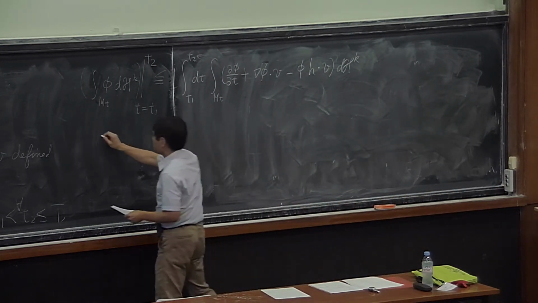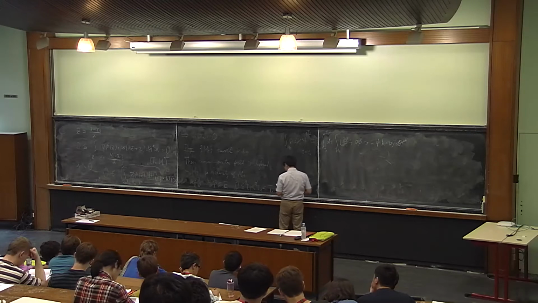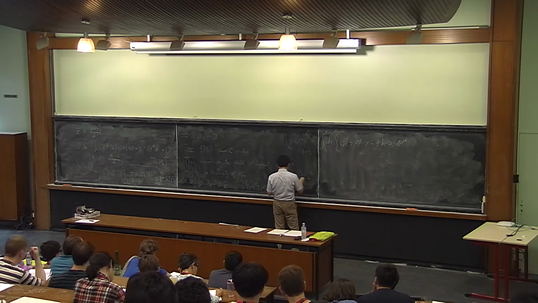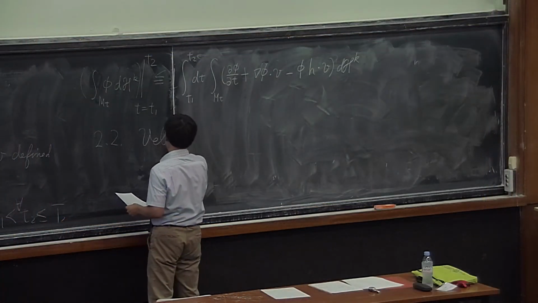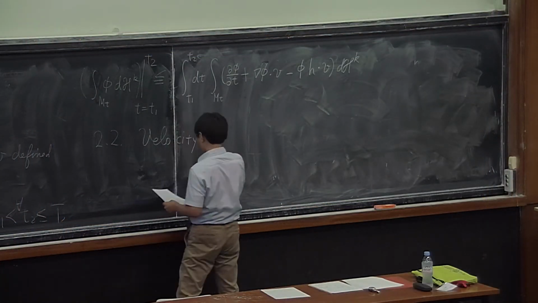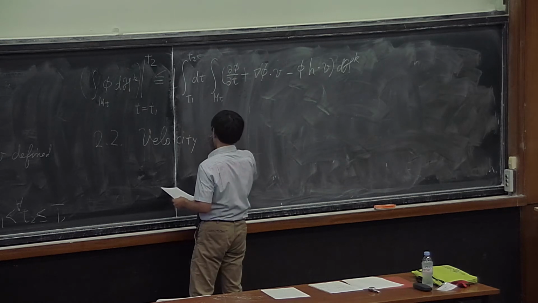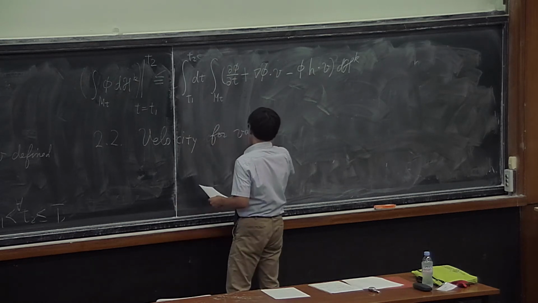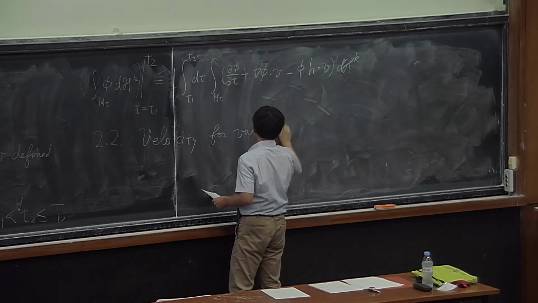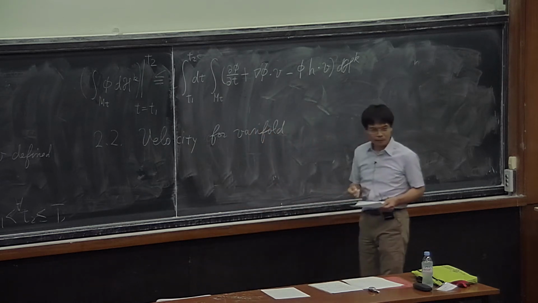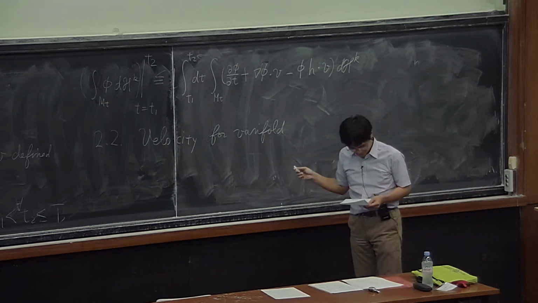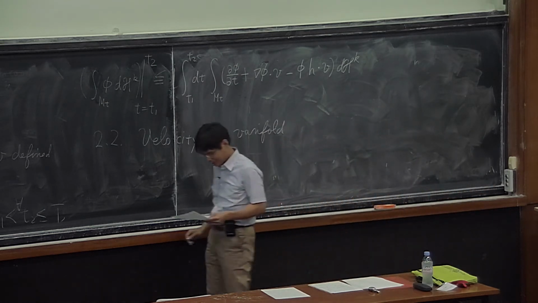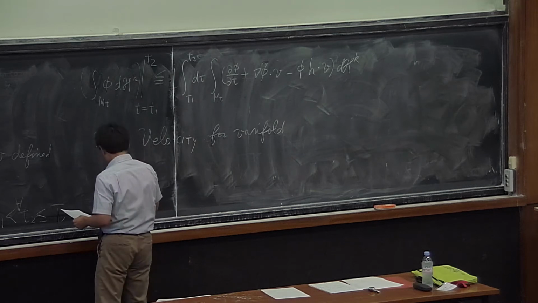So the next one, I interpret everything in the language of the varifold. So, velocity for varifold. I don't think it's written anywhere so far. So this is quite a new notion, I guess. But maybe implicitly it was used somewhere else. So let me define.